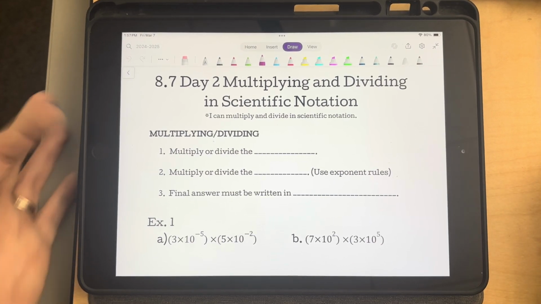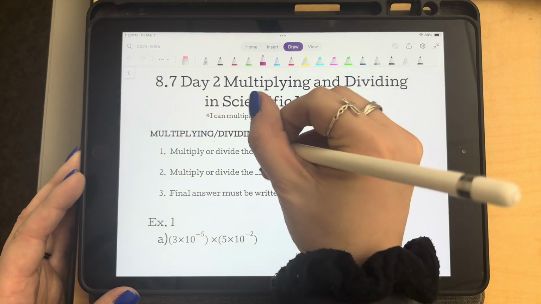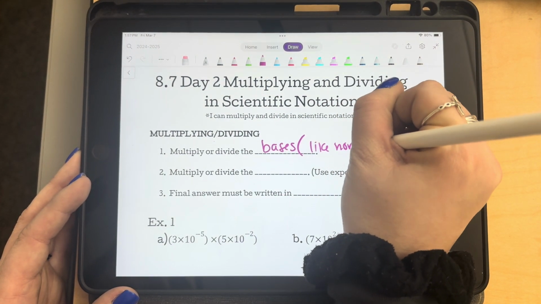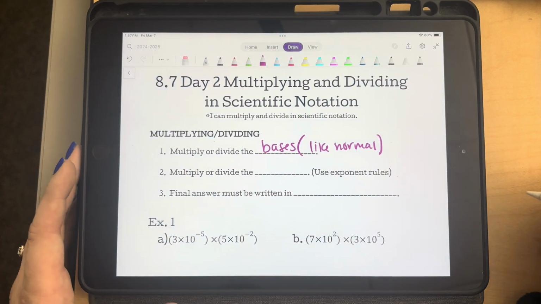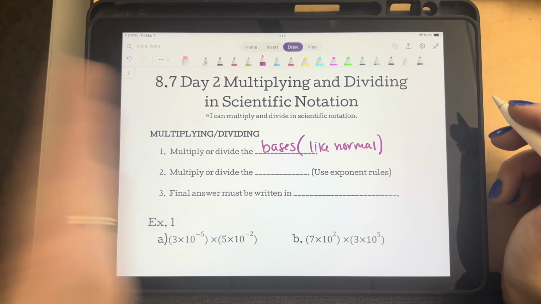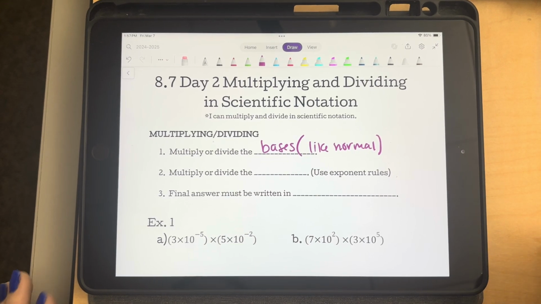Okay, so here are the 3 steps that you're going to do. First thing is multiply or divide the bases. So you are multiplying and dividing numbers like you normally would. Just like if you had 7 times 6, you're doing that. If you are doing 7 times 3, you get 21, and so on.